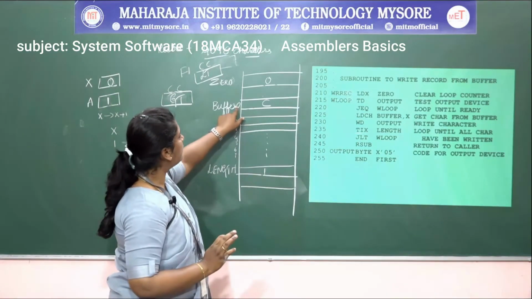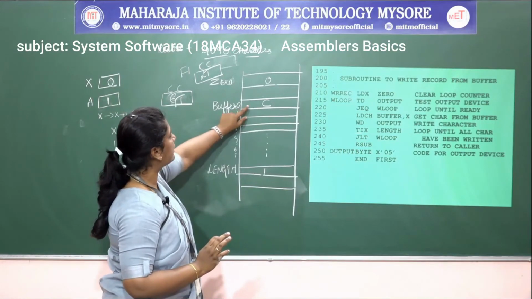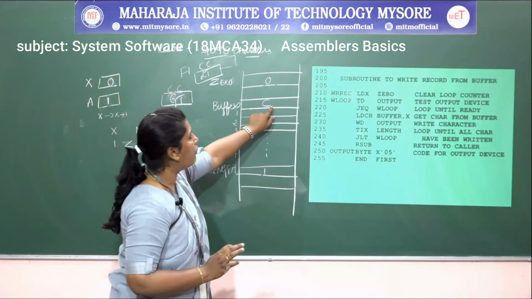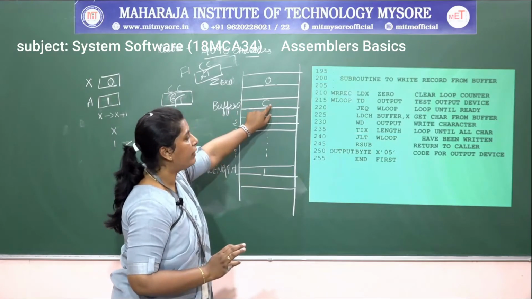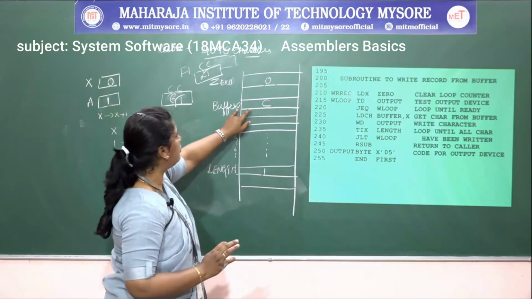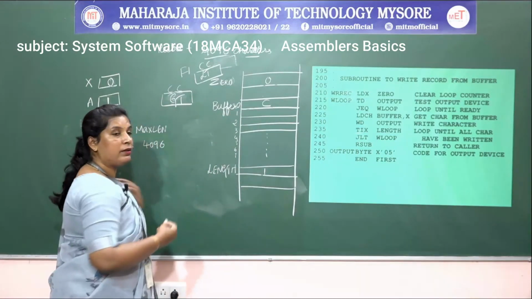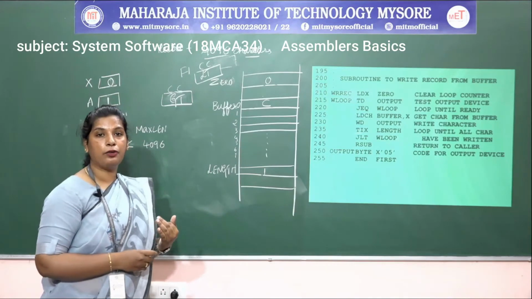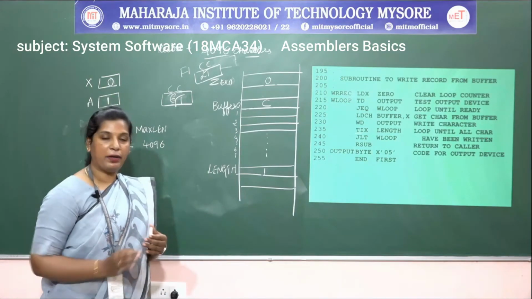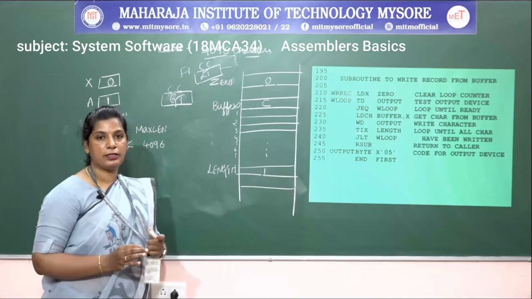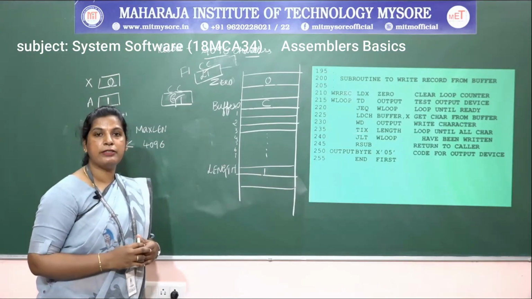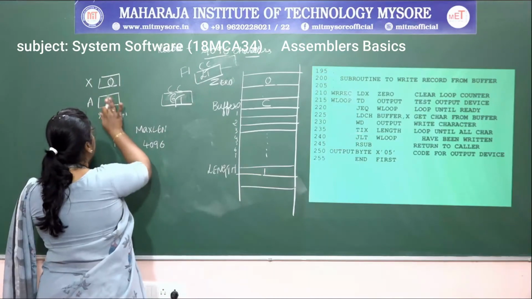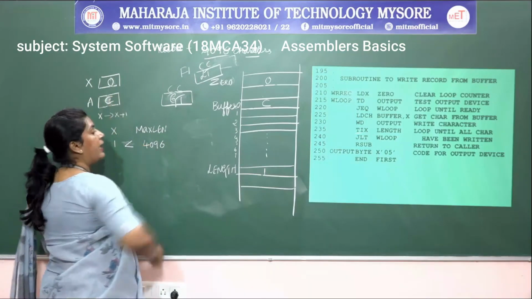Here, the character present at the 0th position of the buffer, character C, I want to load from the buffer with the index value 0. We just have to load it into an accumulator, because it has only an accumulator for performing any kind of operation, whether load, store, or any arithmetic operation. So the accumulator is going to be loaded with the character C.